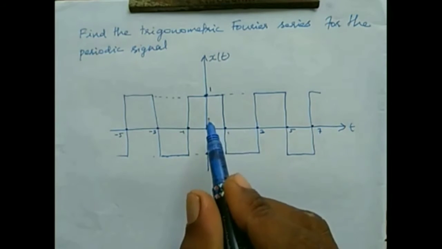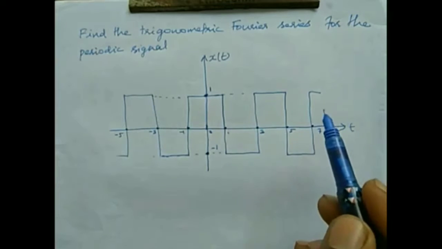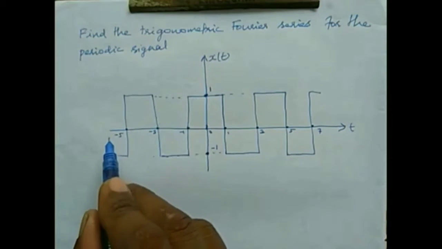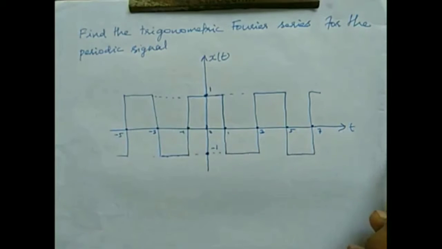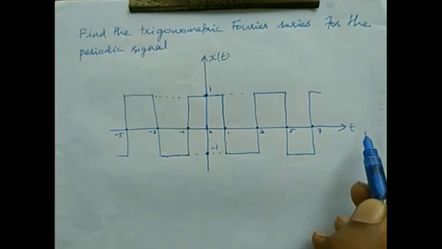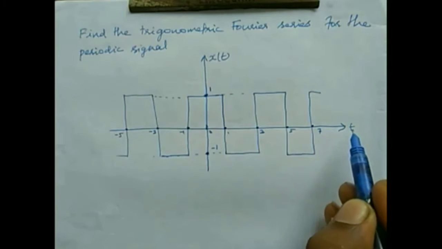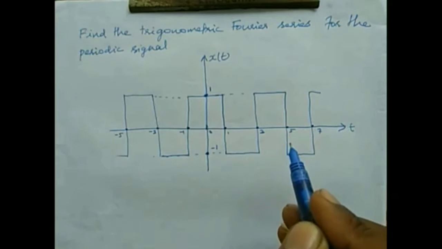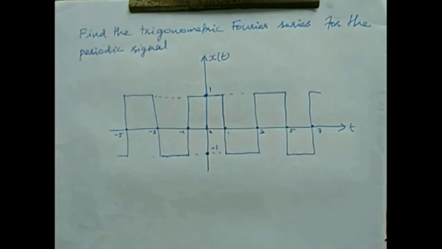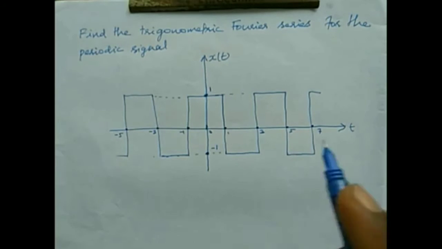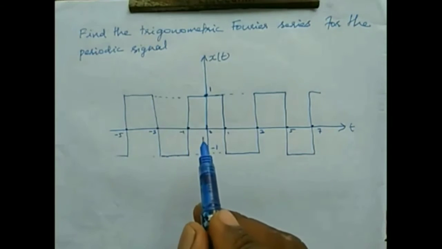And if we look at the signal, we can say that this signal is symmetrical about the horizontal axis, or the time axis. So we can say that there will not be any DC component here. That means A0 will be 0 in the corresponding Fourier series.